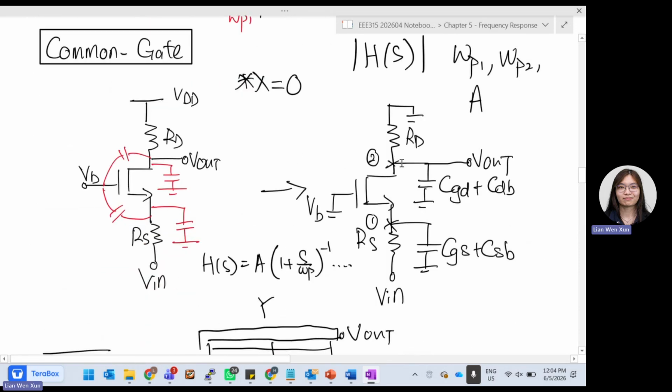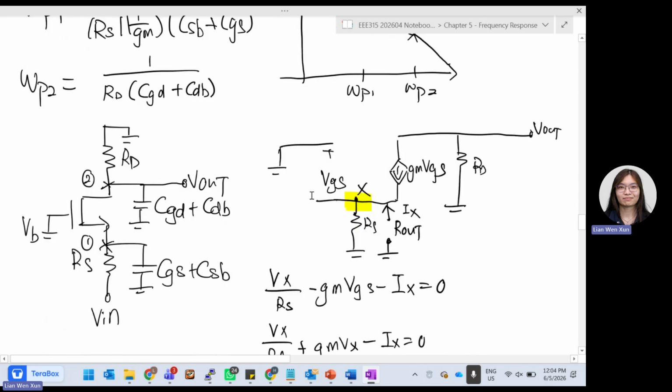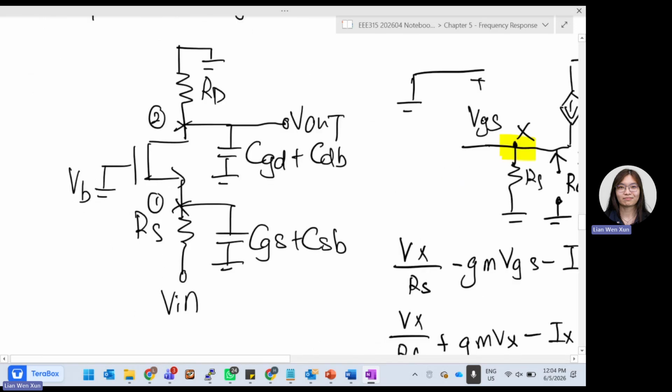We use pole by inspection directly. So we ignore the whole thing. We do need to do small signal analysis, but we straight away go into this. This is just a copy of just now that one, okay? So we look at the first pole. We want to find what is the omega P1.